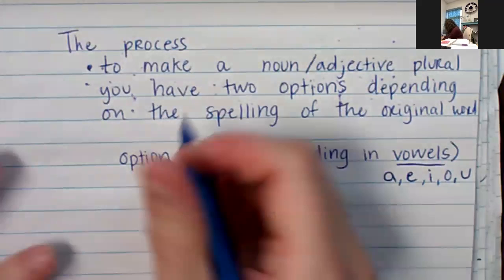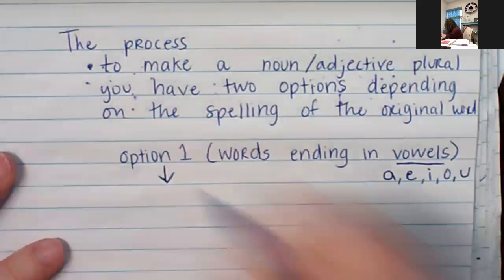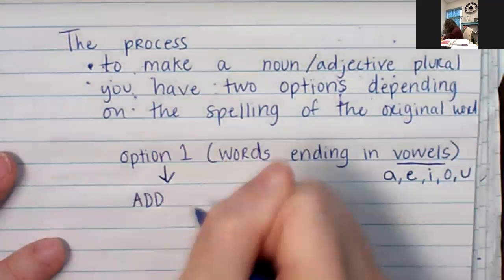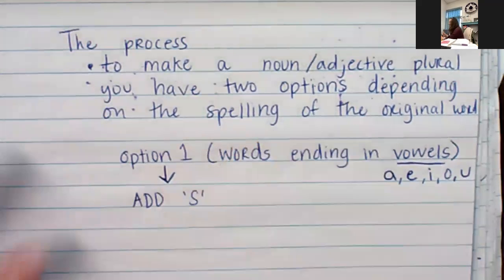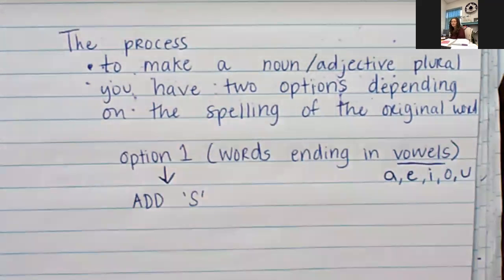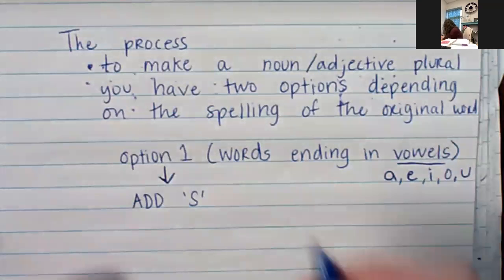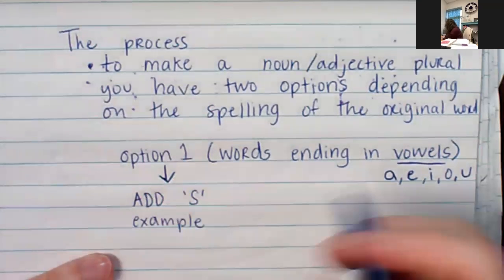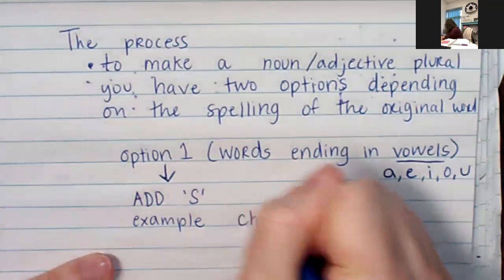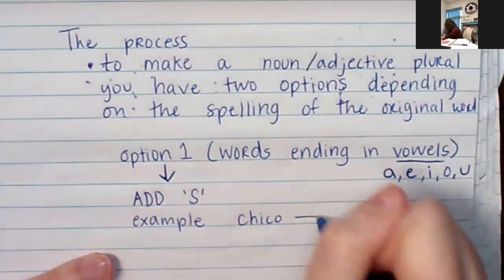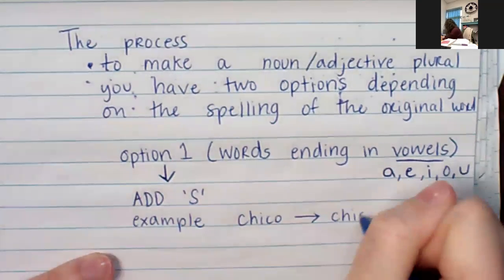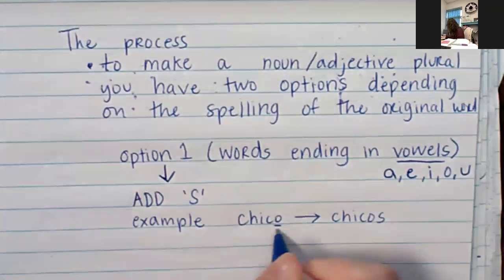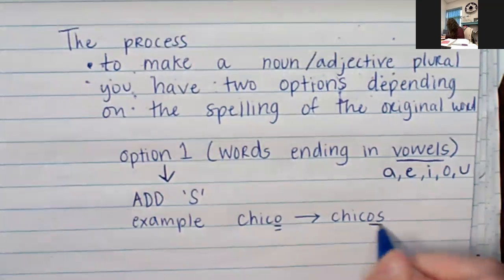So all you have to do, this is simple, ready? Just like in English, you're going to add S. An example, like we saw earlier, the word chico transforms to chicos. Because chico ends in a vowel, all we have to do is add an S.